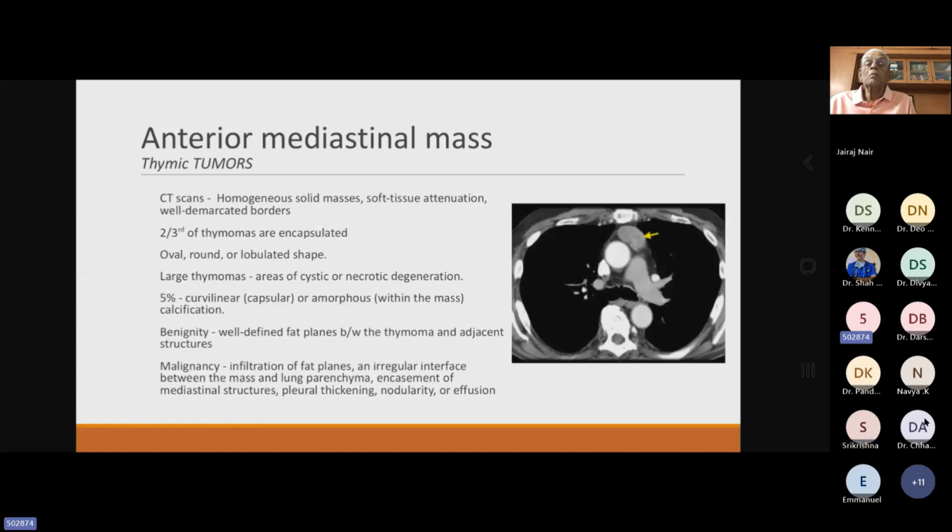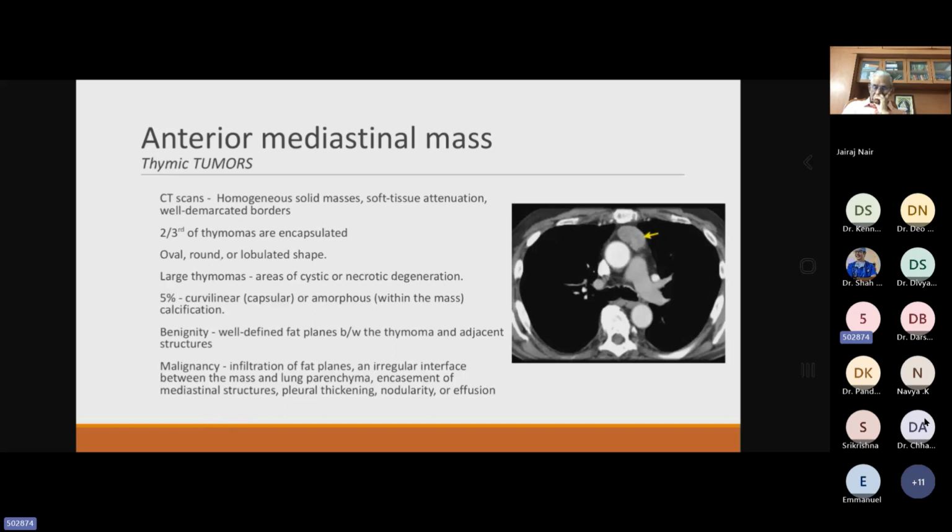Thymic CT scans show homogeneous solid masses of soft tissue attenuation with well-demarcated borders. 2/3 of thymomas are encapsulated, and are oval, round, or lobulated in shape. Large thymomas have areas of cystic or necrotic degeneration. In 5%, curvilinear or amorphous calcification can be seen.